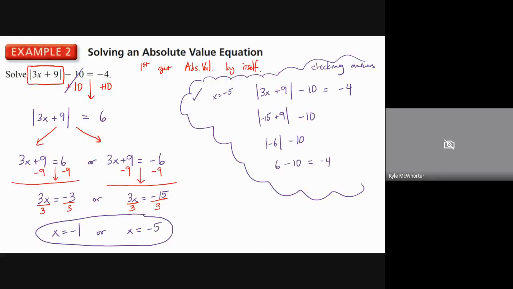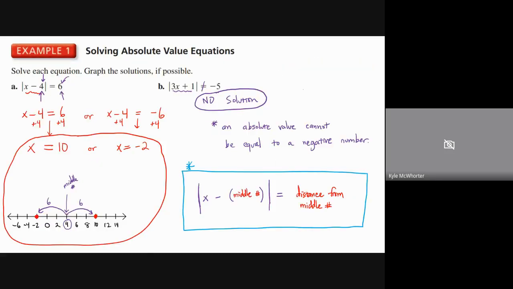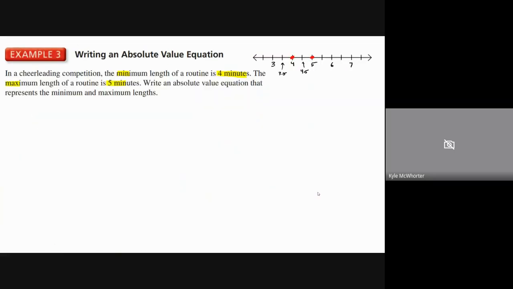Then let's remember back here on number 1, we found out when it was |x minus 4| equals 6, our middle number was at 4, and our solutions were 6 units in either direction. And so the pattern that we get is x minus the middle number, and that goes in the absolute value. That equals the distance away from the middle number that our solutions are. So when they give you the 2 solutions, all you have to do is figure out what's the middle number and what is the distance away from the middle number. And then just do this. x minus the middle number equals the distance away.